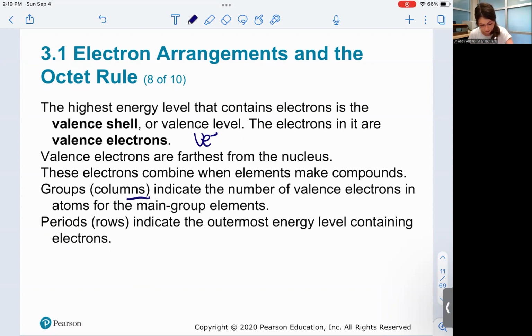Groups, once again just to clarify, indicate the number of valence electrons. When I kept saying the number of electrons in that uppermost energy level, you can just say valence electrons, because now you know that definition. Periods indicate the outermost energy level. So if you look at the group number and the period number, you say the outermost energy level is 3, and if the group is 2A, you know there are 2 valence electrons in that third energy level.